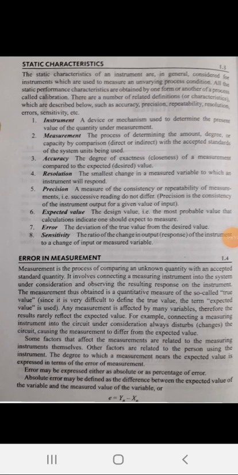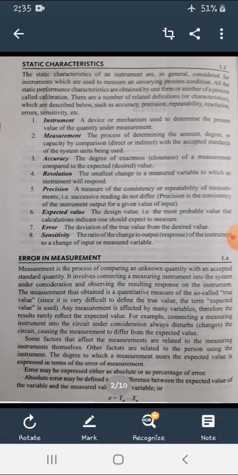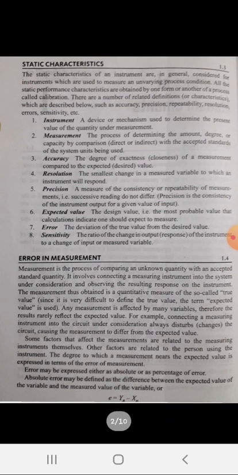Okay, so you can see the error in measurement. What is error basically? One is the desired value, another is the measured value. Now you have to understand what is desired value and what is measured value. Desired value is that which you expect, also known as expected value. And the measured value is what you get after measurement. So if the expected value and measured value are different, then the difference between the expected value and the measured value is known as error.